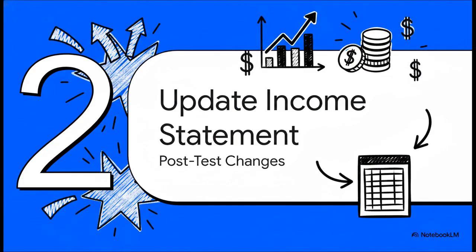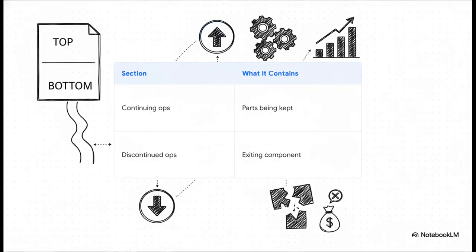All right, moving right along to Section 2, updating the income statement. Once a component officially qualifies as a discontinued operation, your income statement literally splits right in two. The top section becomes income from continuing operations. This captures all the revenues, expenses, gains, and losses from the parts of the business you are keeping. This is crucial because it tells the user what tomorrow's core business is actually going to look like. Then the bottom section becomes discontinued operations. This houses everything from the exiting component, the revenues, expenses, and the actual gain or loss on the disposal itself.